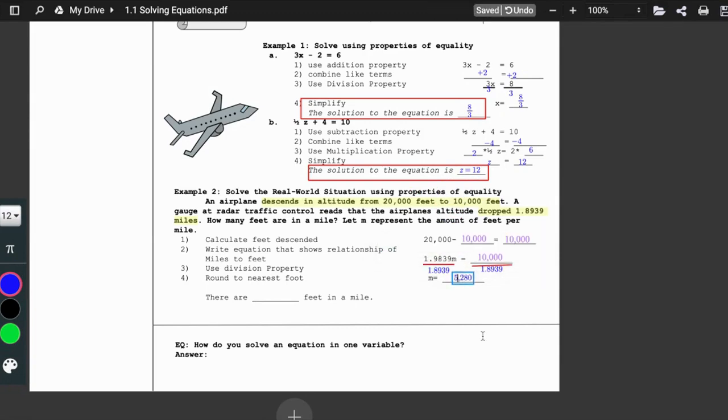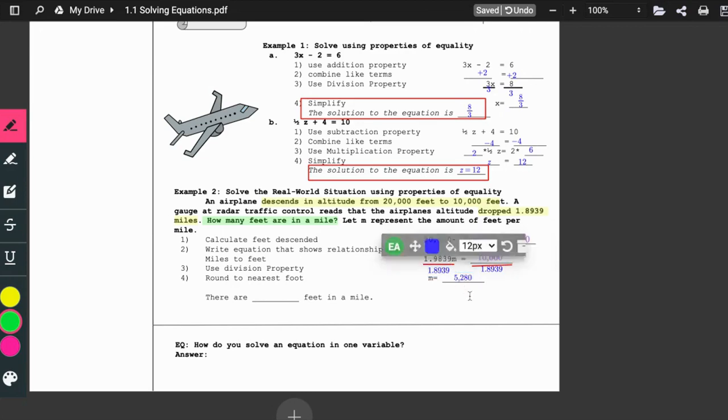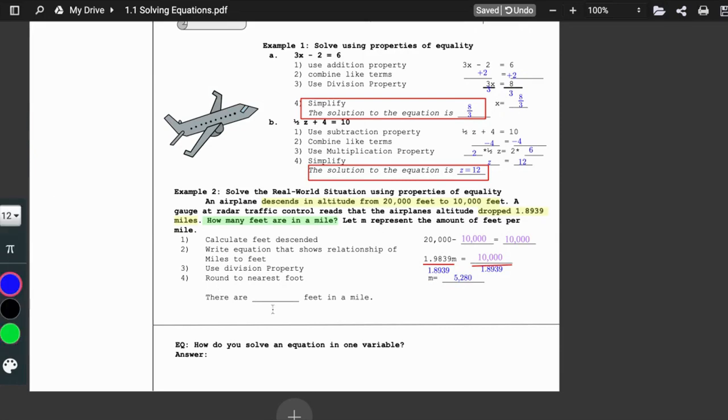So let's go back. What were we trying to figure out? Well, if I look in this question, I was trying to figure out how many feet are in a mile. That was my goal. Well, I just found out that in 1 mile, remember this side represents miles, this side equals feet, in 1 mile, there is 5,280 feet. So that's my solution to this equation, is that in 1 mile, there is 5,280 feet.